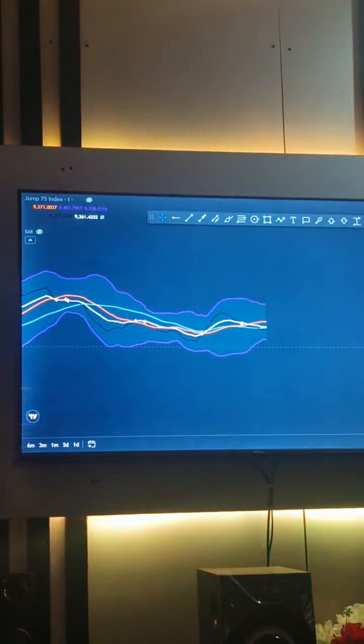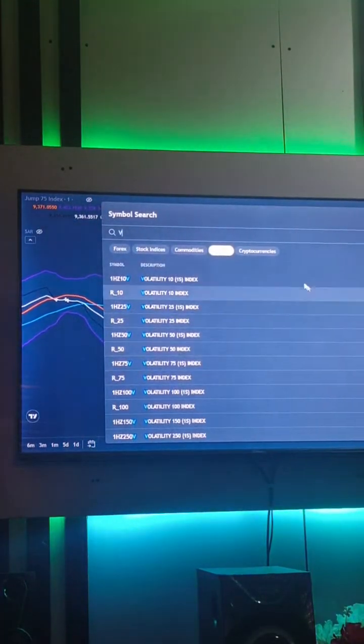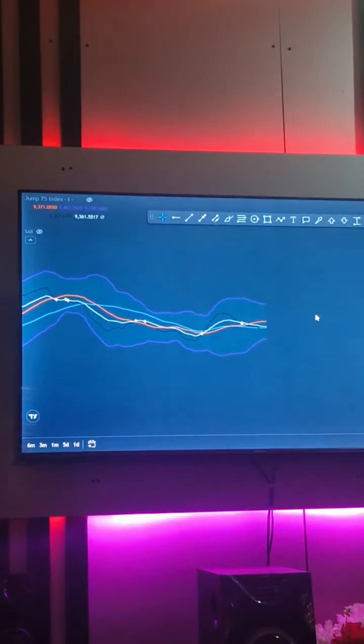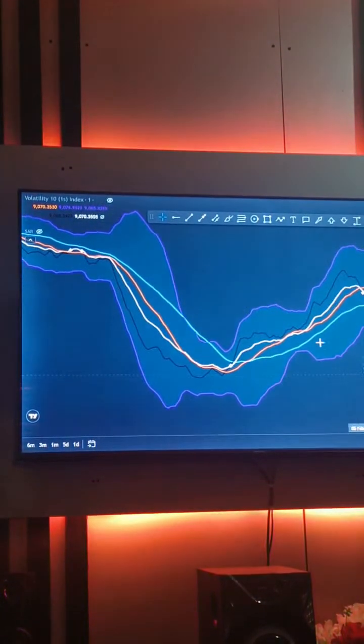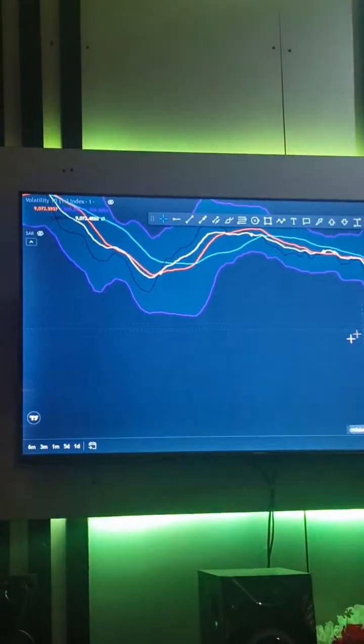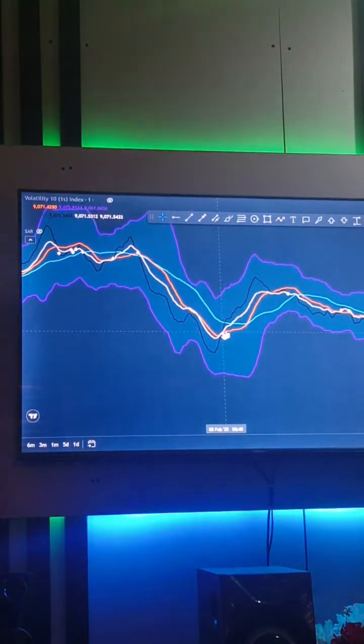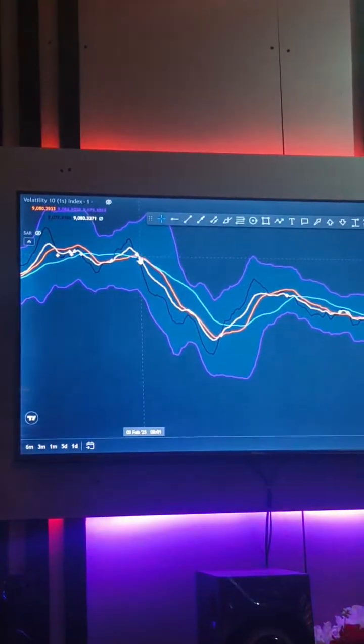Let me check 10s. Yeah, does this strategy on my screen work with 10s? Let's see if there's an opportunity yet. No, not yet. We already missed one. We already missed this buy, and then we missed this sell.